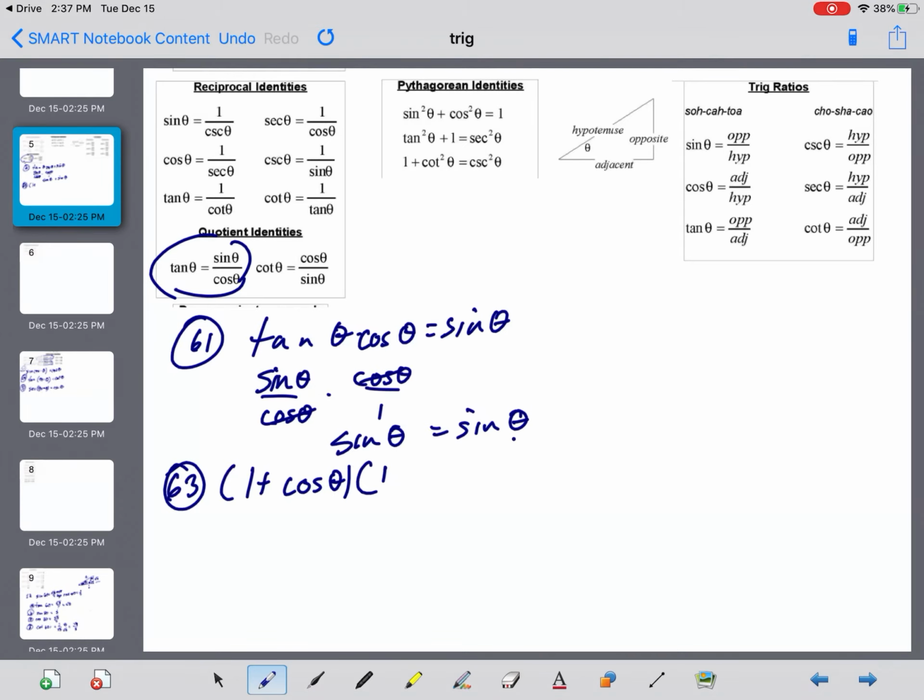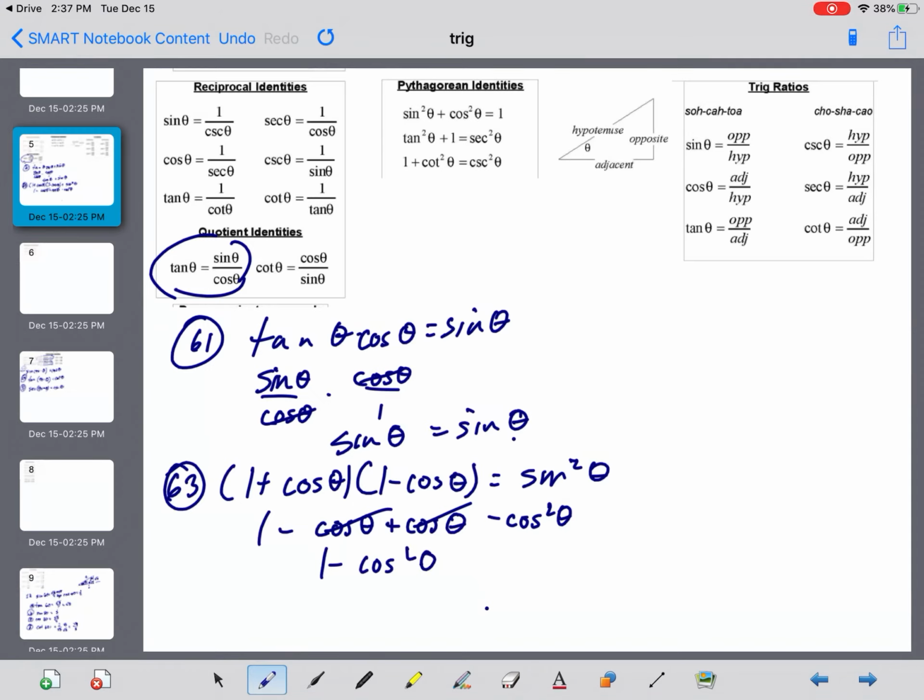63, it's got this big parentheses. It says 1 plus cosine theta times 1 minus cosine theta is equal to sine squared theta. All right, let's see what's going to happen. Let's FOIL this. So we're going to do 1 times 1 is 1. Then we're going to do negative cosine theta times 1, and then positive cosine theta times 1. So the center is going to cancel out, and then minus cosine squared theta. So I have 1 minus cosine squared theta. Well, that goes right back up to that one up there, equals sine squared theta. So this is sine squared theta.